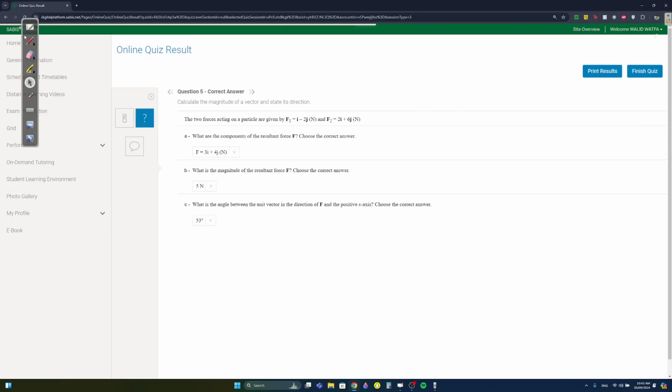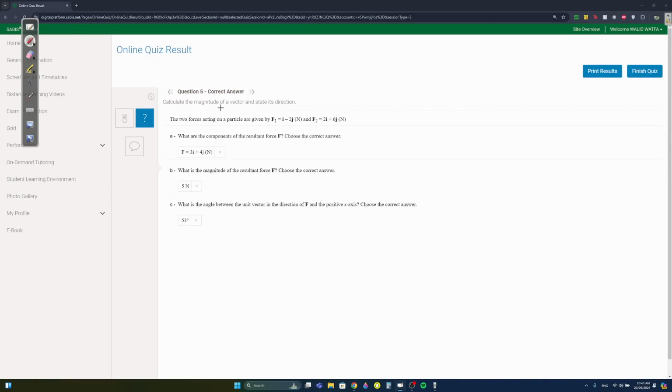Question 5. There are two forces acting on a particle, given by F1 and F2. What are the components of the resultant force F? Resultant force, meaning add them up. So i plus 2i is 3i, and minus 2j plus 6j is 4j.